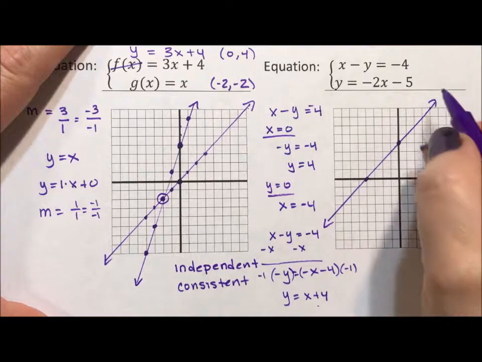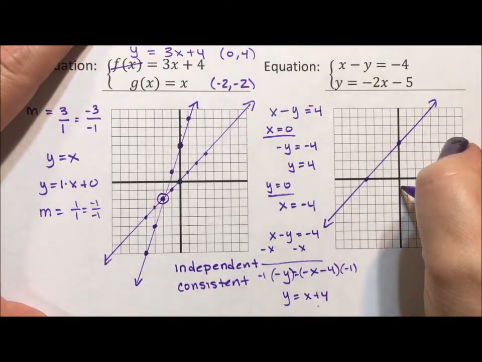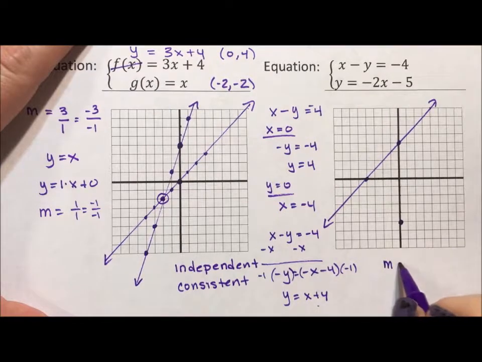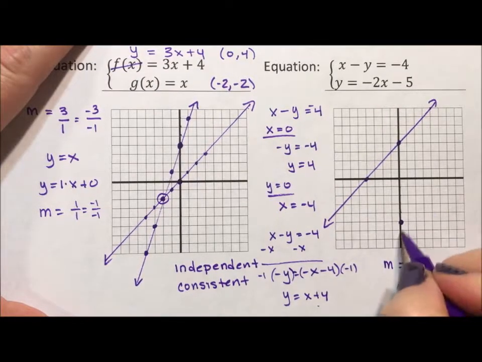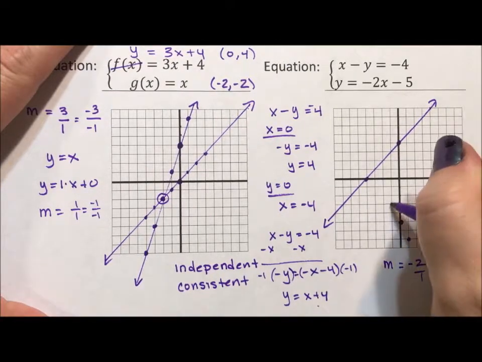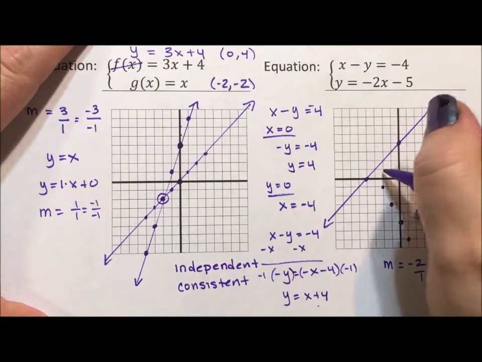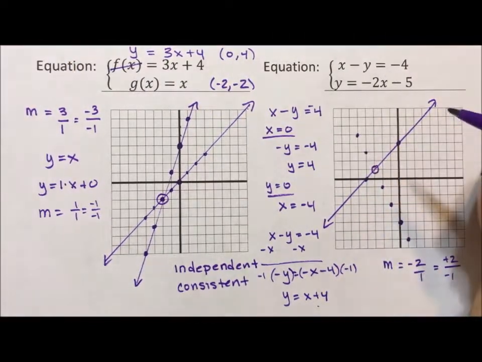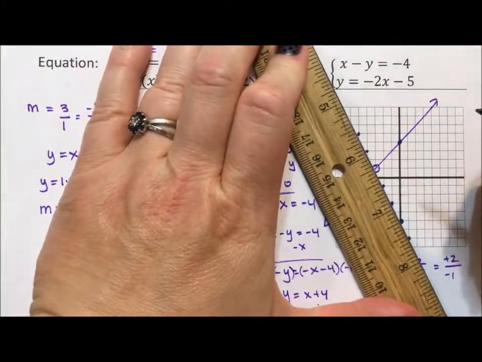This is already in slope-intercept form. My intercept is negative 5, 1, 2, 3, 4, 5. My slope is negative 2 over 1. If I go negative 2 over 1, I'm going away from the other line, so I do a positive 2 over a negative 1. Positive 2, negative 1, positive 2, negative 1. There's my point of intersection. And then I have enough points to comfortably graph my line.